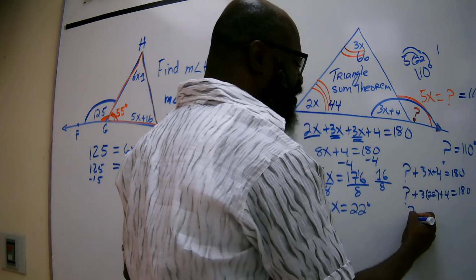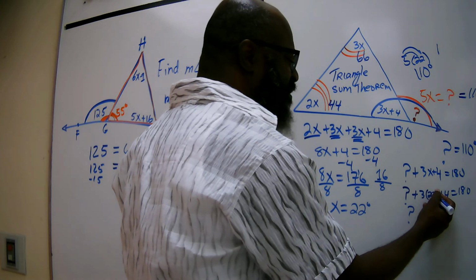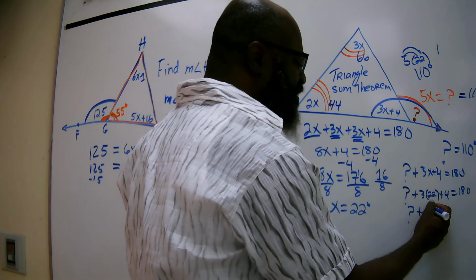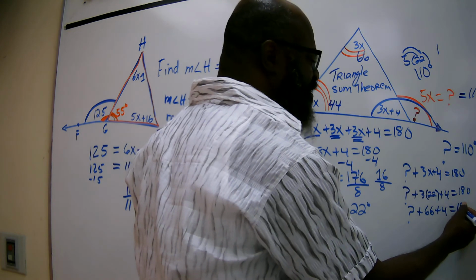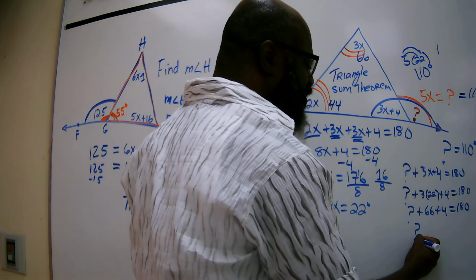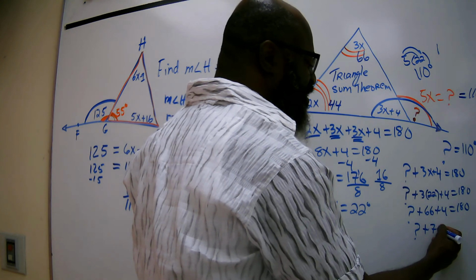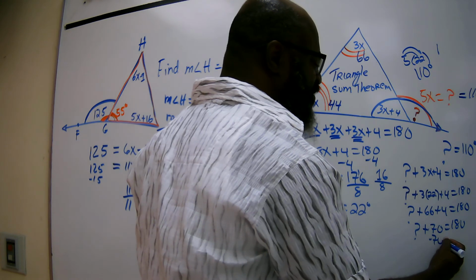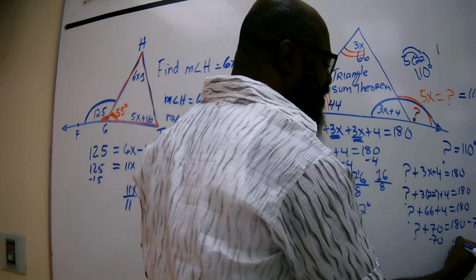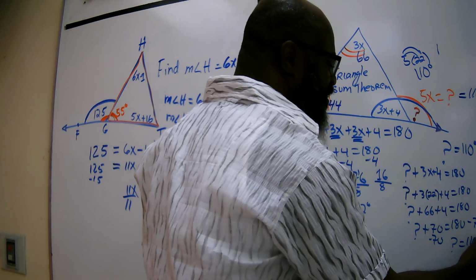You will have question mark, right? 3 times 22 is 66, plus 4 is equal to 180. Then I will have question mark plus 66 plus 4, which is 70, is equal to 180. Subtract 70 from each side. Then question mark is 110. Either way you get the same answer.